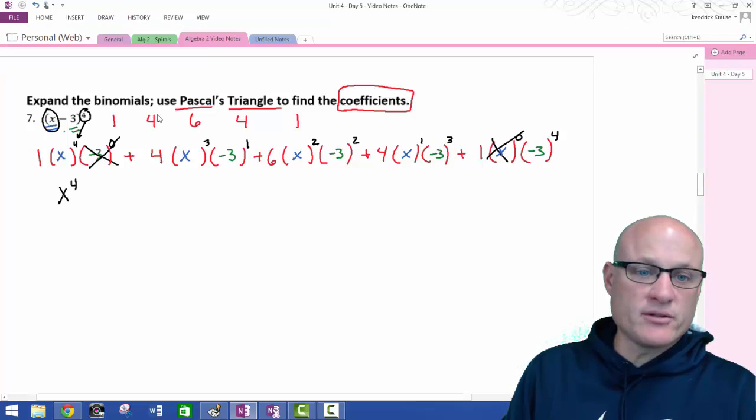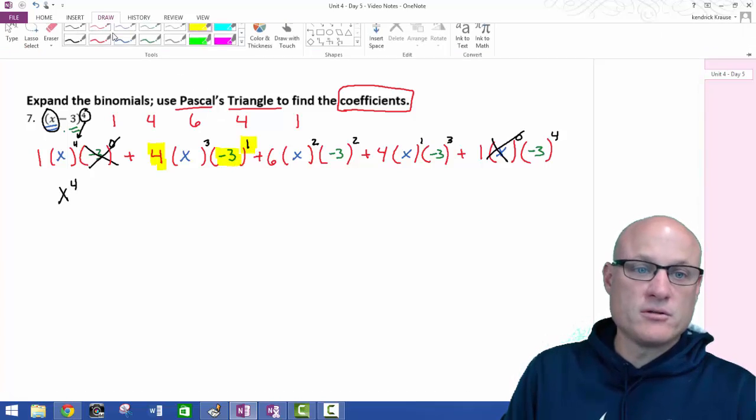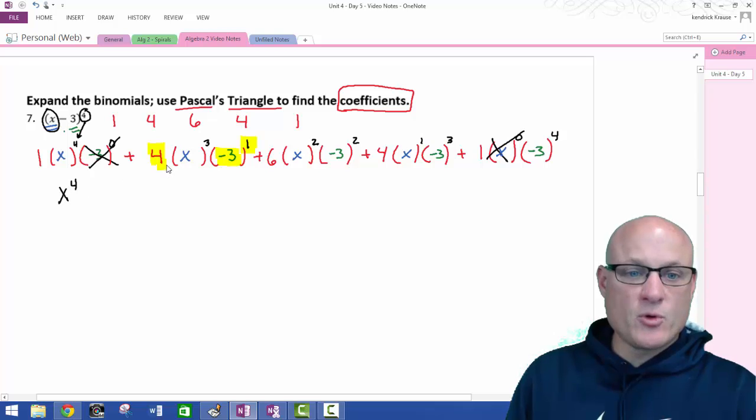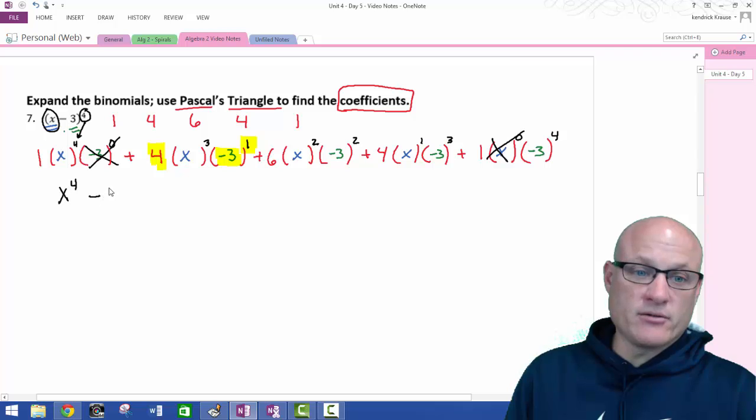Now we've got to deal with our numbers. So I'm going to highlight these. We've got a 4 here and a negative 3 to the first power. Anything to the first power is just itself. So negative 3 to the first power is negative 3, times 4 is negative 12x cubed.